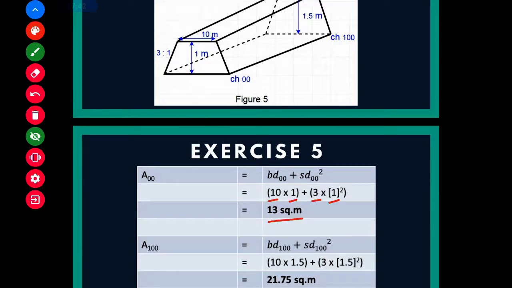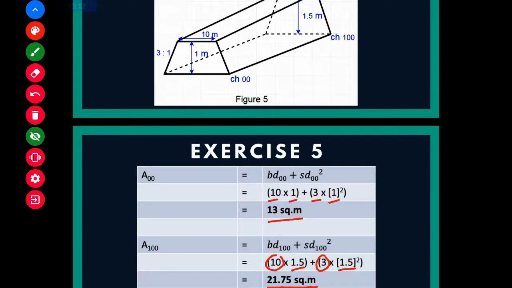And then for chainage 100, the surface area, you apply the same formula BD plus SD squared. So the B is the same 10, but the value of D will be different. For chainage 100, the value of D will be 1.5. Value of S is similar, 3, and value of D is 1.5. So for chainage 100 surface area you will get 21.75 square meter.